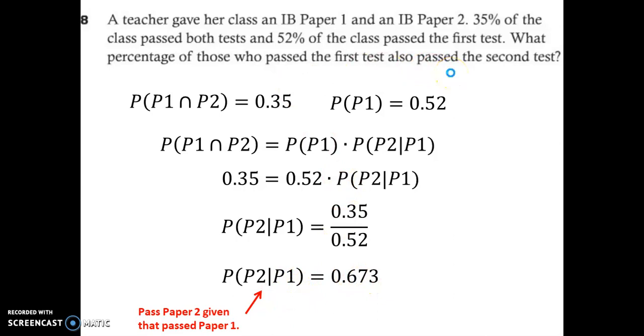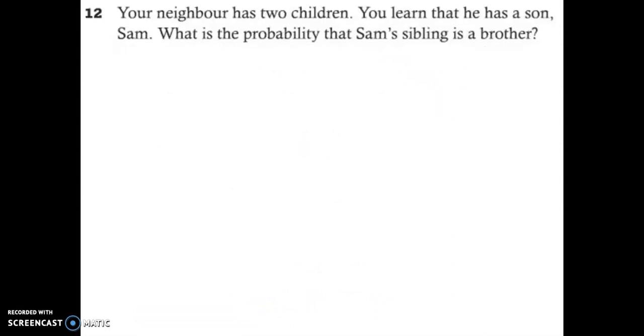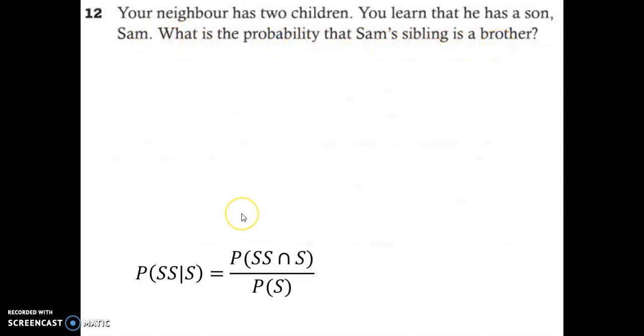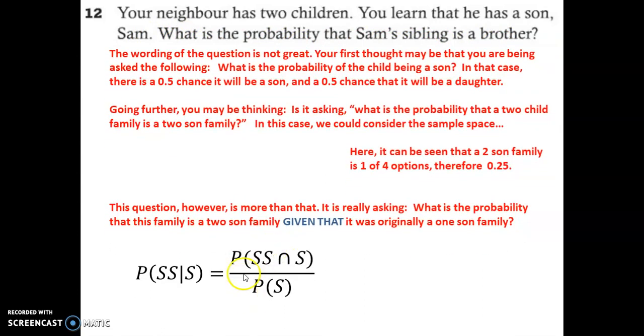All right, let's look at the last one. This one is weird. Your neighbor has 2 children. You learned that he has a son, Sam. What is the probability that Sam's sibling is a brother? Oh, this is out of order, so ignore this on the bottom for a minute. The wording of the question is not great.